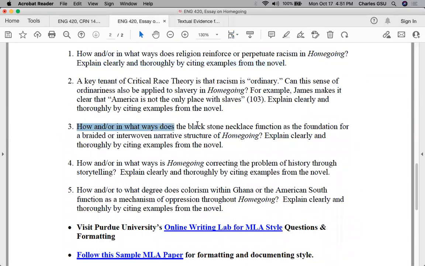It asks how or in what ways does the black stone necklace function as a foundation for a braided or interwoven narrative structure. And if you read the novel, which I hope you have or are doing, you will see, as the ancestry on the preparatory pages right before the title page shows, that it's a story about the lineage, if you will, of 2, I guess we could say, half-sisters. And therefore, it's a kind of interwoven narrative. I'm asking how the black stone necklace functions as a structure for that.